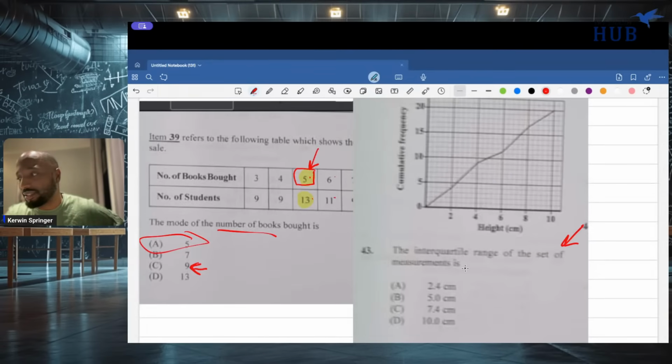The interquartile range of the set of measurements is what? What is this? And what is the interquartile range? So 10, median will be about 5. Quartiles are going to be here and here.